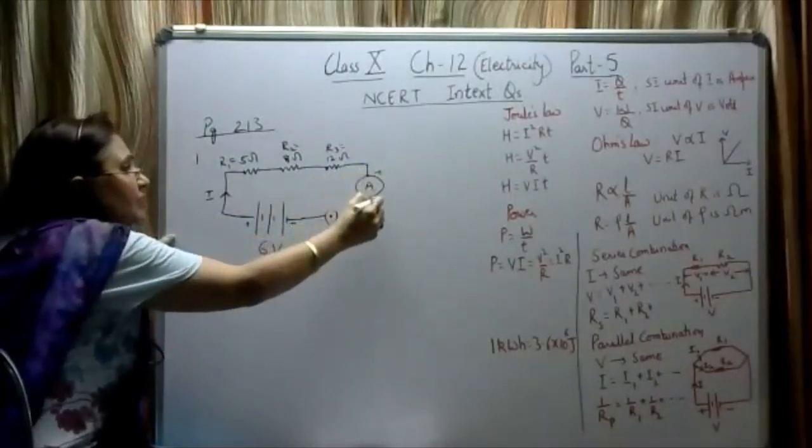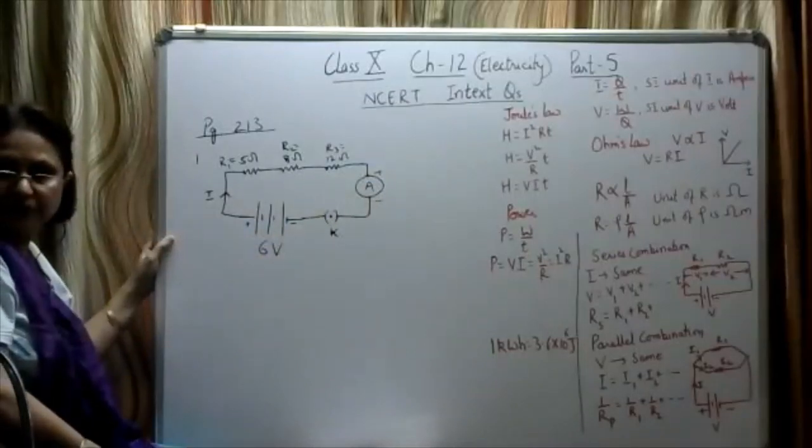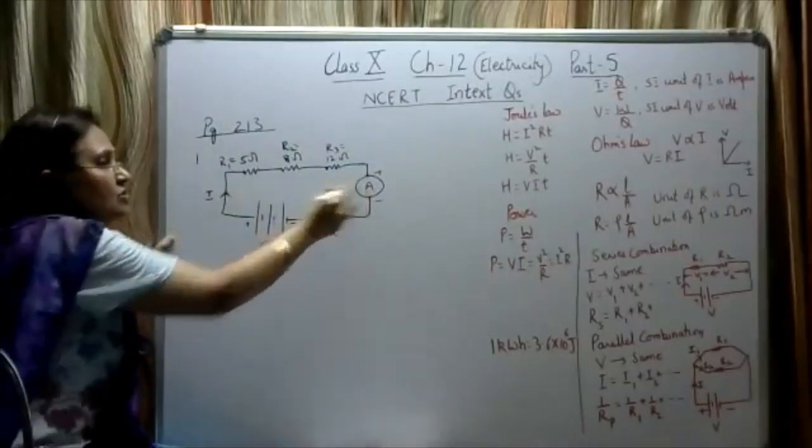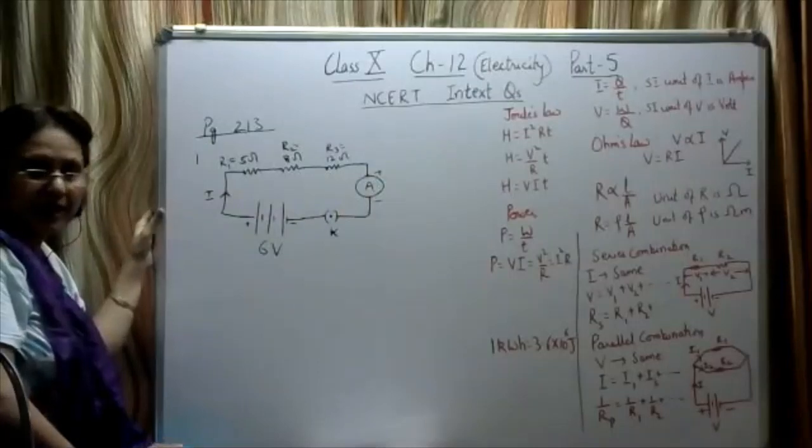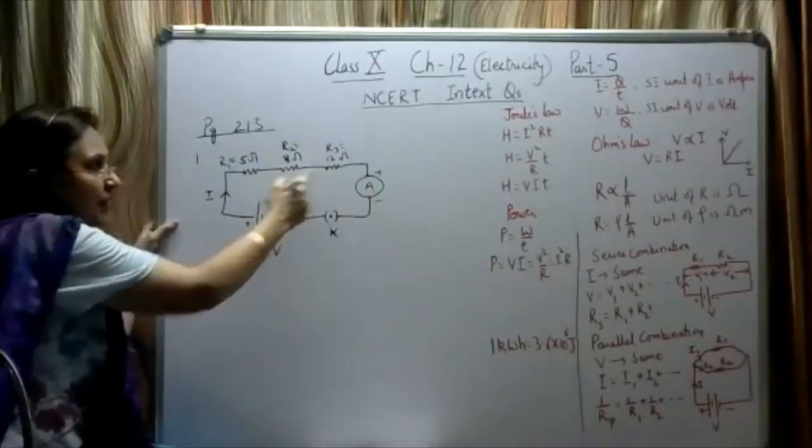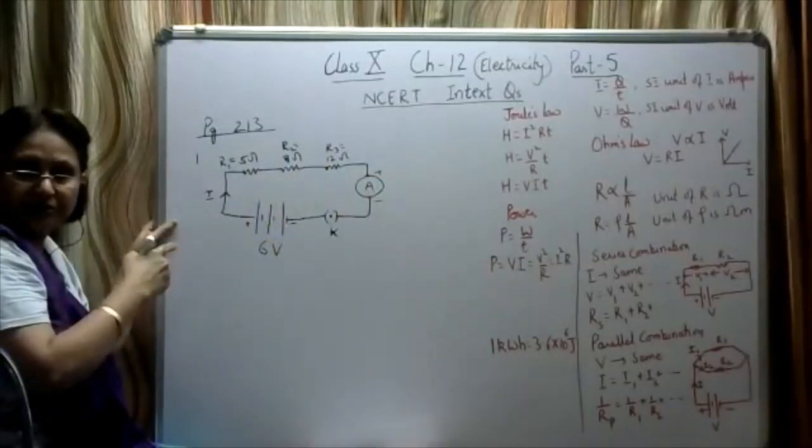This will be the positive of the emitter. This will be the negative of the emitter. So this will measure the current I. So I has to be determined. And you have to find out the potential difference only across the 12 ohm resistor.